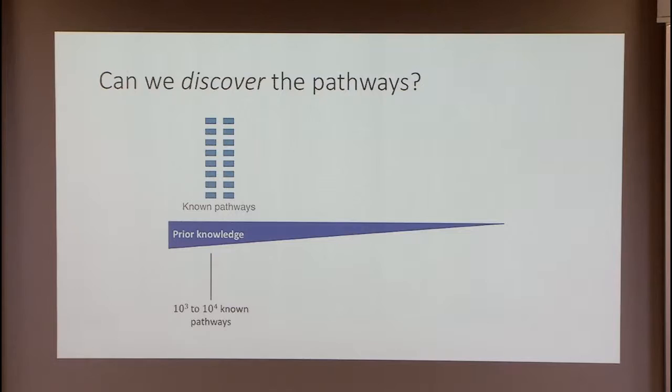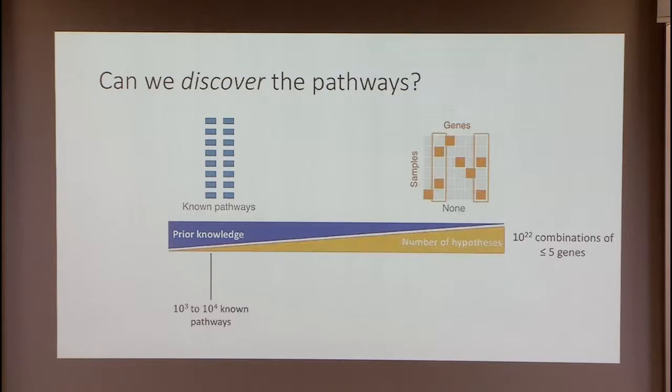And of course, this has already been previewed. Rather than testing known pathways, could we reduce our prior knowledge and find these combinations? Of course, as we do so, the number of combinations that we need to explore grows exponentially, so we can't go and test all combinations. But there must be something in between. And what could be in between?